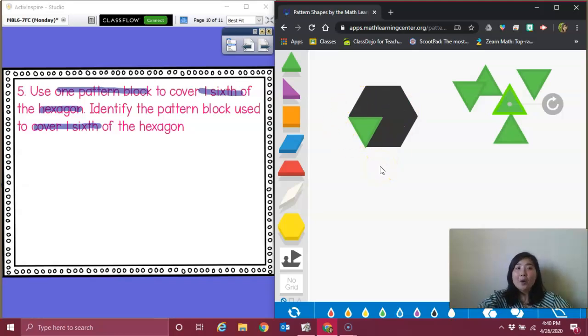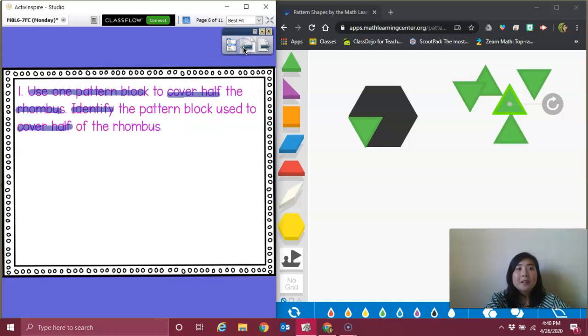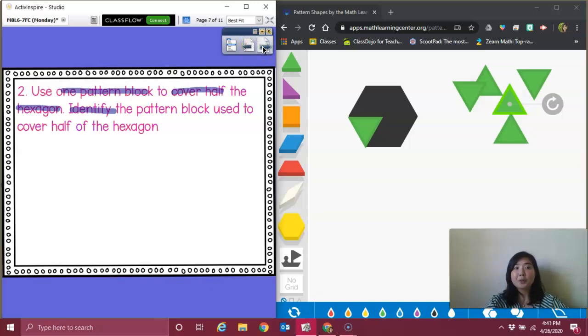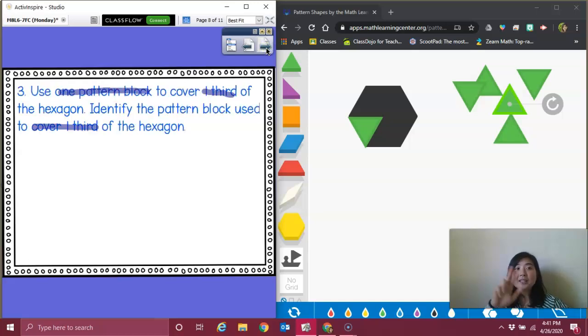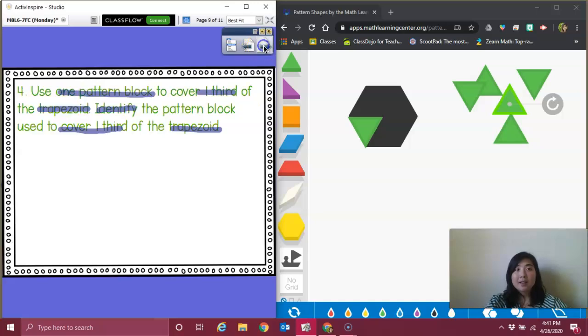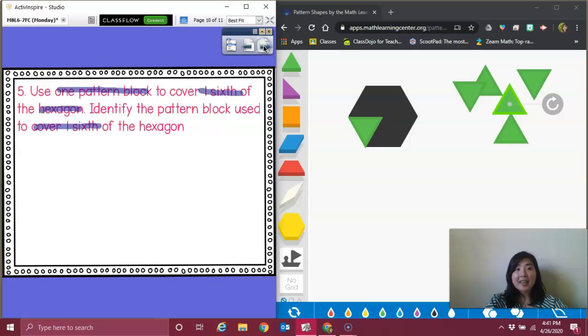So I am going to go over the answers one more time. The answer to number 1 is triangle. The answer to number 2 is trapezoid. The answer to number 3 is triangle. Oh, I'm sorry. The answer to number 3 is rhombus. The answer to number 4 is triangle. And the answer to number 5 is triangle.